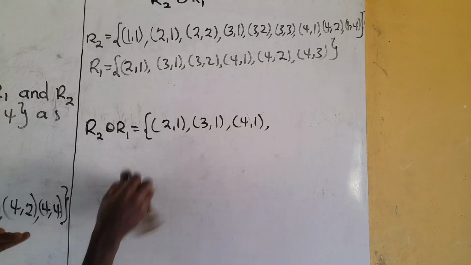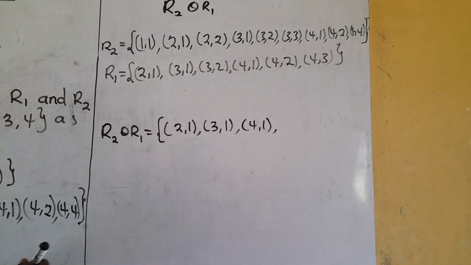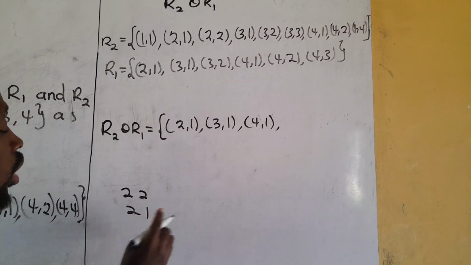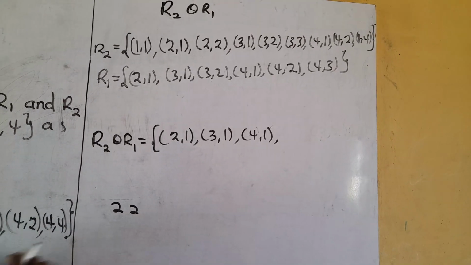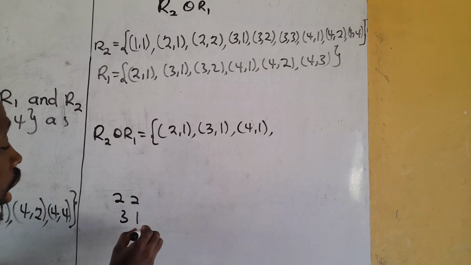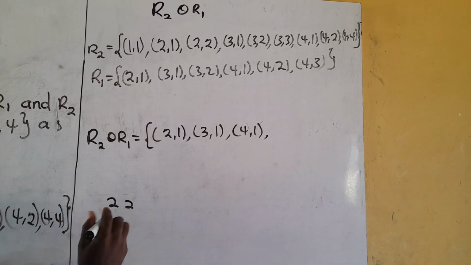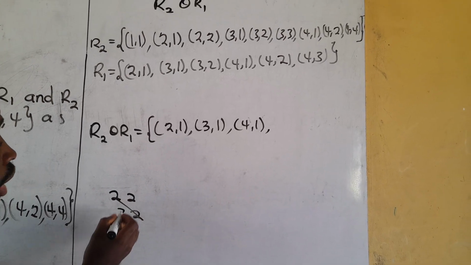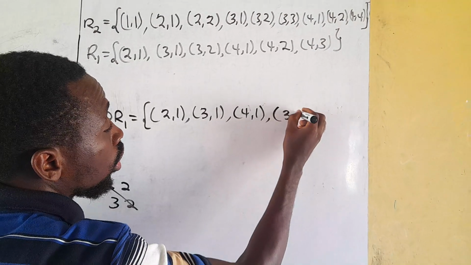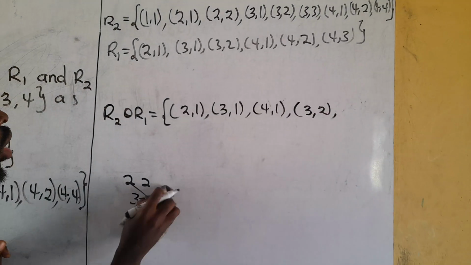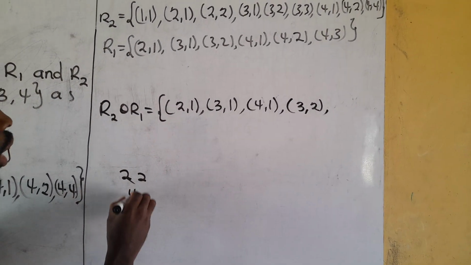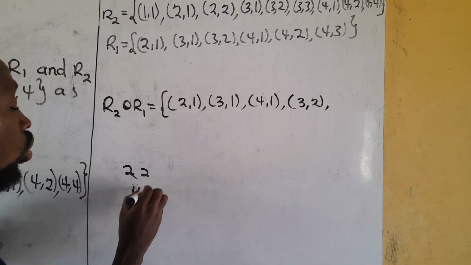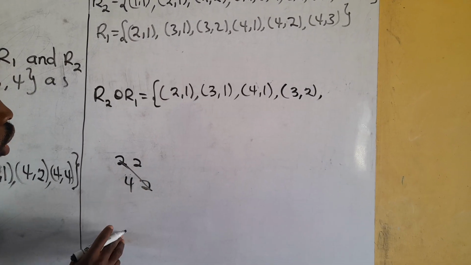Now we take 2 2 and pair with all the other pairs in R1 again. 2 2 against 2 1. There is no such corresponding. 2 2 against 3 1. There is no such corresponding. 2 2 against 3 2. You see that the 2 corresponds with these 2. Then we have the other pair 3 2. 2 2 now against 4 1. There is no such corresponding. 2 2 against 4 2. So you see that 2 corresponds with these 2.